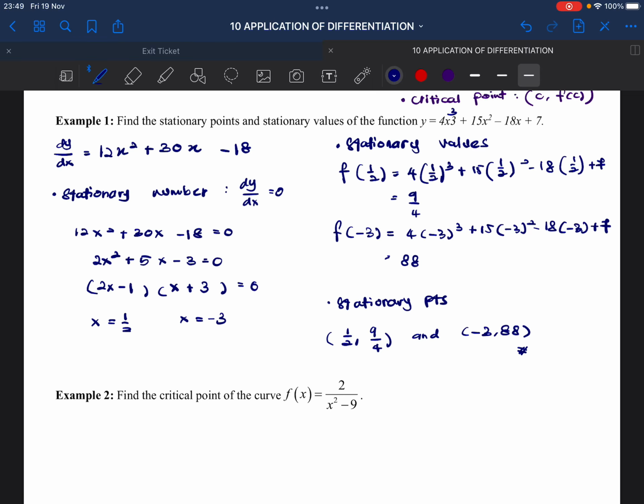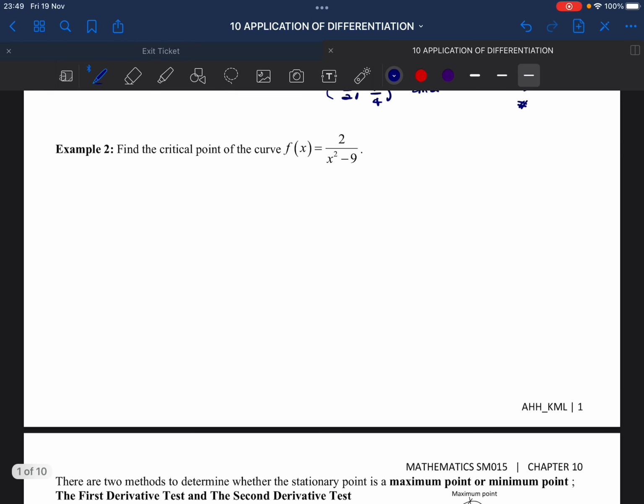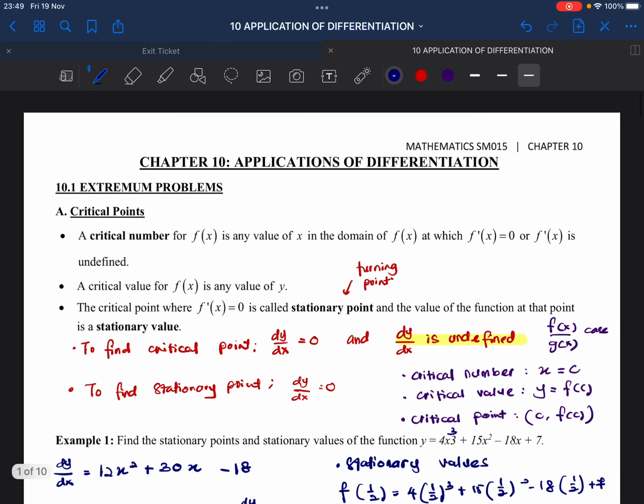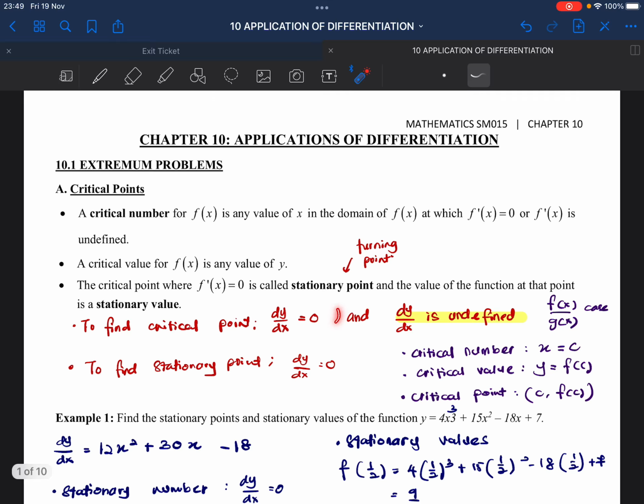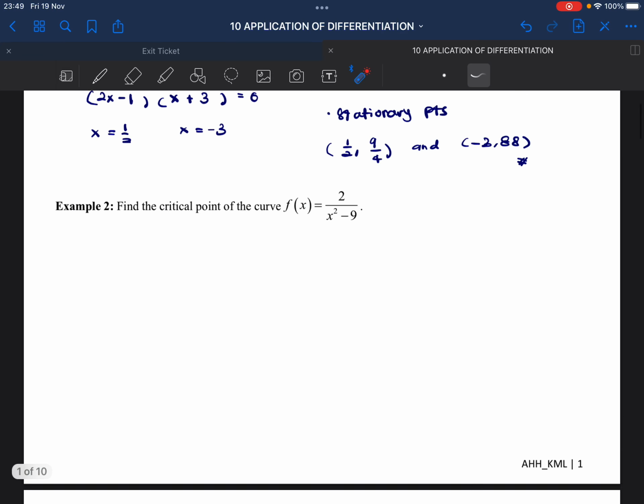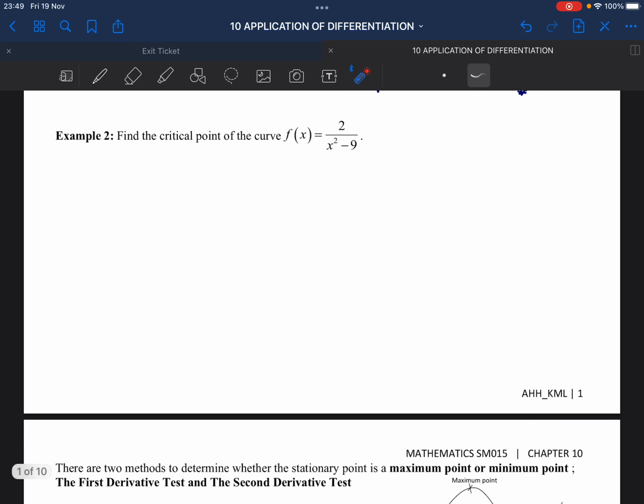Then you get your stationary points. Okay, so now let's see example 2. Here you can notice the difference between stationary point and critical point. As I said earlier, to find a critical point, dy over dx is equal to 0, just the same as a stationary point, but here we have additional information: dy over dx is undefined, for the case f(x) over g(x).